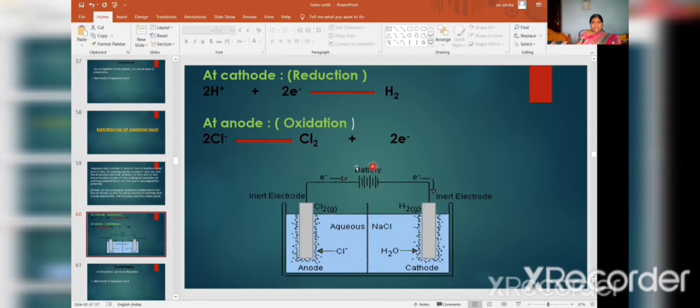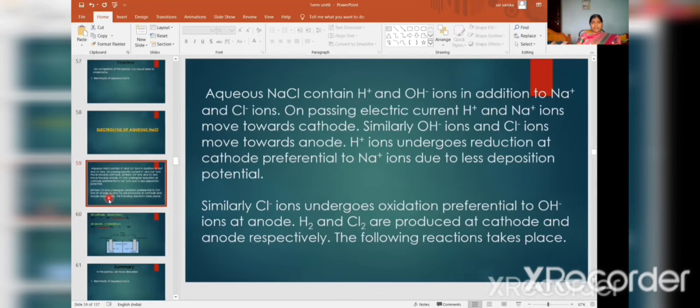Then electricity passes into the solution. When electricity passes, the ions present in the solution move towards the respective electrodes. After moving to the respective electrodes, chemical reactions take place. Always at the anode, oxidation takes place, and always at the cathode, reduction takes place. So what is happening when you do electrolysis of aqueous NaCl?